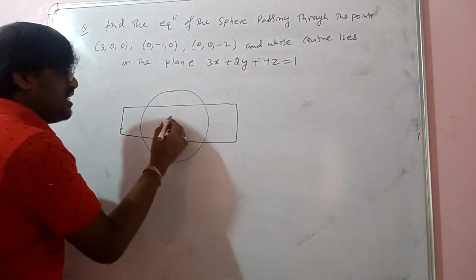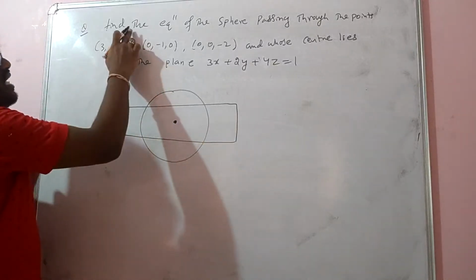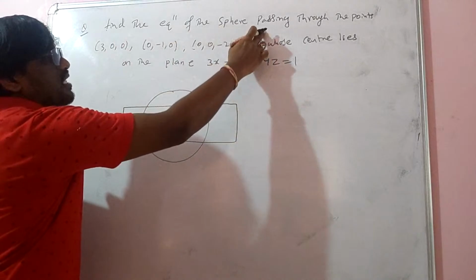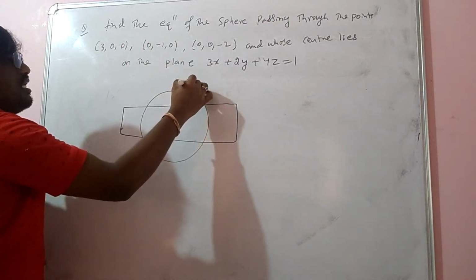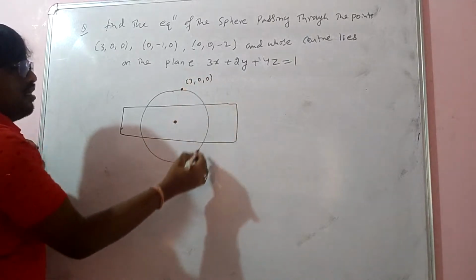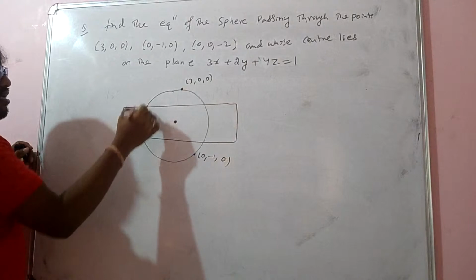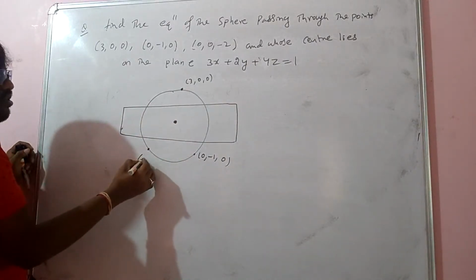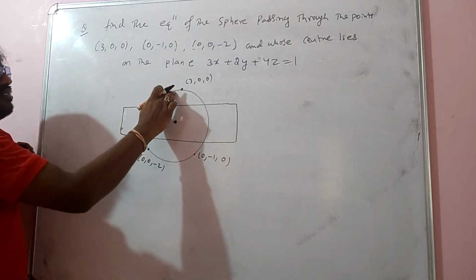Okay, the sphere. The question says: find the equation of the sphere passing through the points (3, 0, 0), (0, -1, 0), and another one, (0, 0, -2). The sphere is passing through these 3 points.